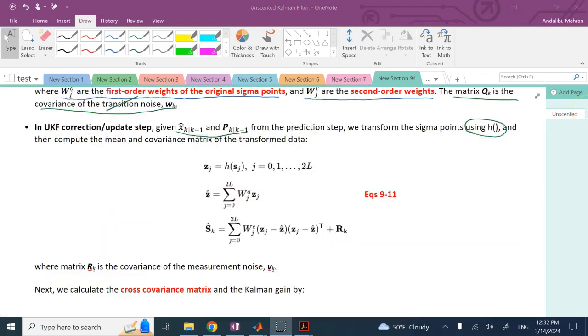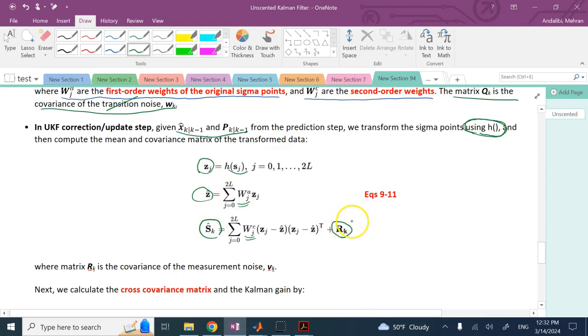Now, how do we do the correction, or the update step? Here, we use those sigma points again. This time, we pass them through the observation function h, which in general could also be highly nonlinear, and we get these new data, call them z. Again, using the same waj and wcj, I get the average and the covariance of the z's. I call them z hat and S hat k, where this R k is the covariance matrix of your measurement noise.